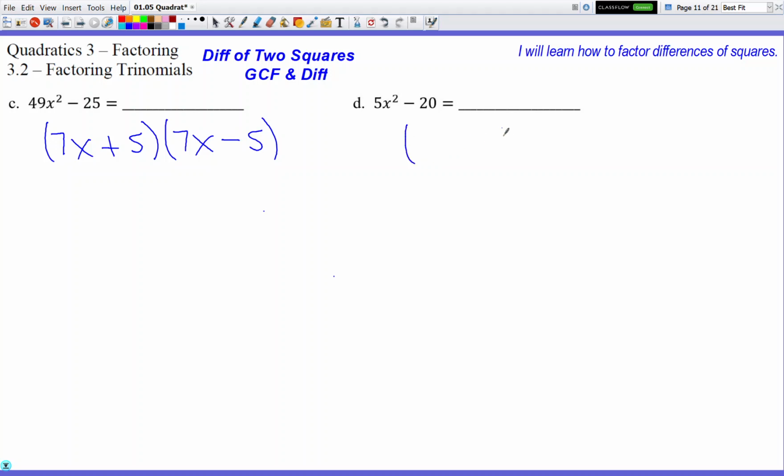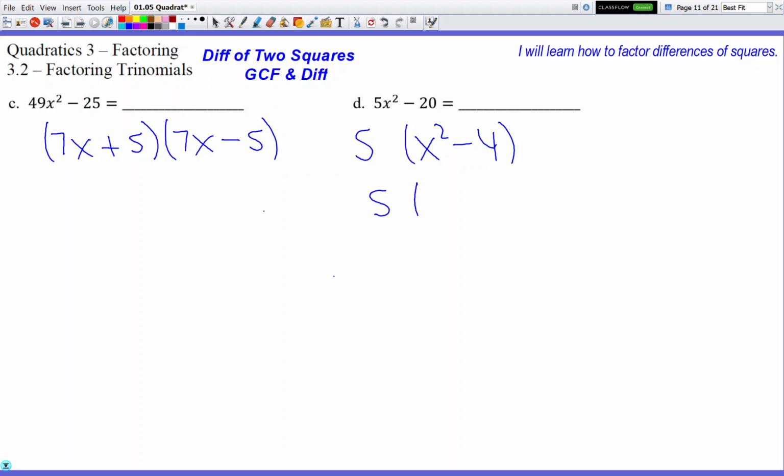So since we're doing GCF, we make a single parentheses. We put a 5 on the outside because that's what divides into 5 and 20. Am I going to put an x on the outside? No, because negative 20 doesn't have any x's to give. So I don't put any letters outside there at all. So when I take away the 5 from both of these, I get x squared and I get negative 4. Okay, so is x squared a perfect square? Yeah, x times x. Is 4 a perfect square? Yeah, 2 times 2.